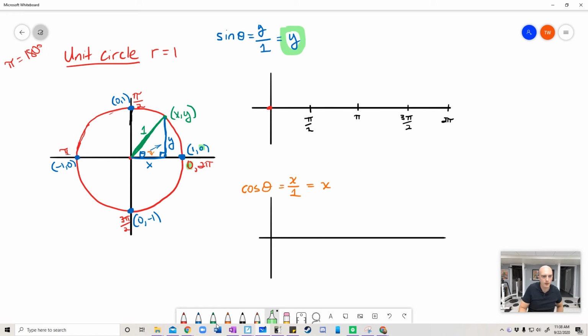When my angle is pi over 2, my y coordinate is 1. So I'm going to graph the point pi over 2, 1. I'll label that on my y-axis, that's 1. And then I'll go down here to -1. The y coordinate at pi is 0, so at pi, I'm going to graph 0. At 3 pi over 2, I'm at -1.